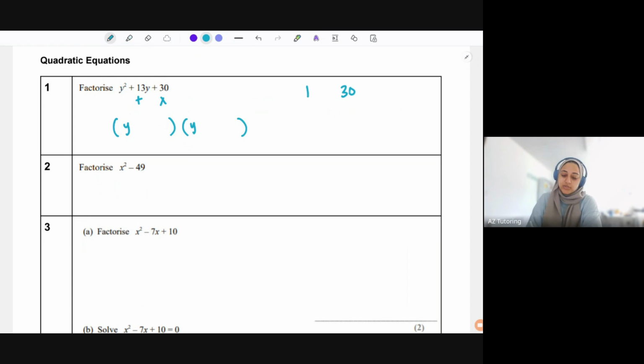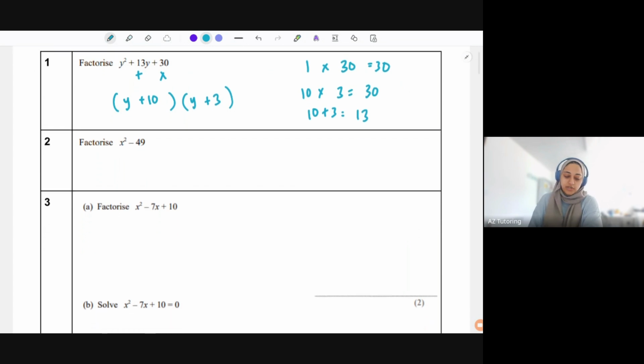So 1 times 30 is 30, and 1 add 30, well, that definitely doesn't give us 13, so we'll have to just keep trying. We could try a number like 10 times 3, which gives us 30, and 10 add 3 also gives us 13. So it's all about trial and error, and you get better in time with this. So it's y plus 10 times y plus 3. Keep that bracket a bit closer.